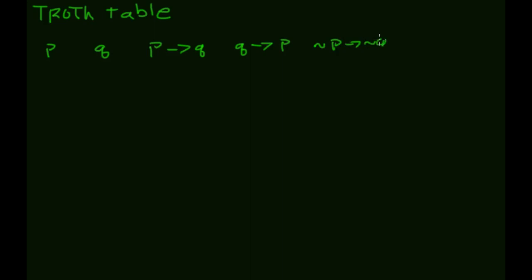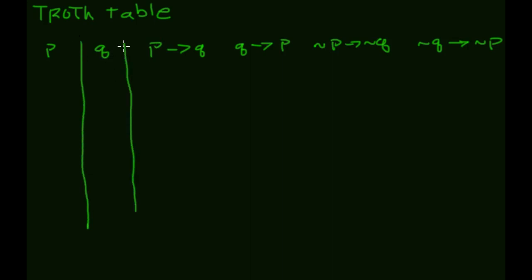Okay, so we can construct something that is called a truth table. In my truth table, I'm going to have a column for the P, a column for the Q, a column for the conditional statement, a column for the converse, a column for the inverse, and a column for the contrapositive. Okay, so P, Q, we've got everything we need here.